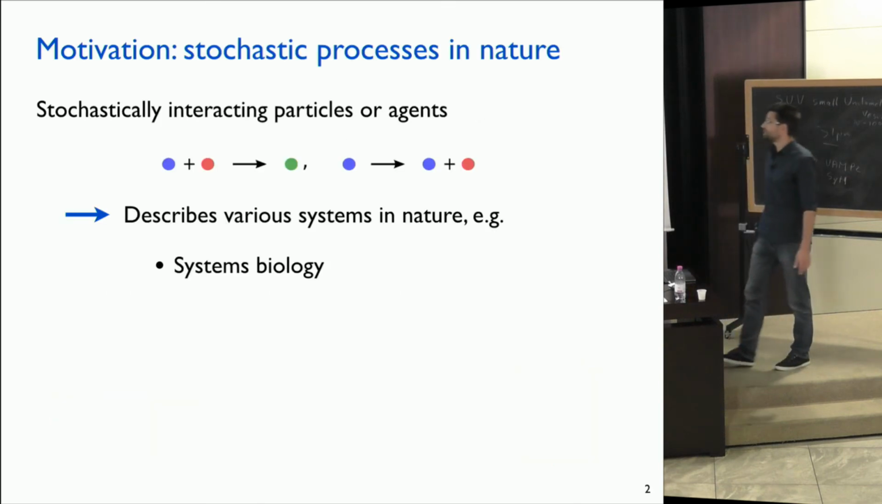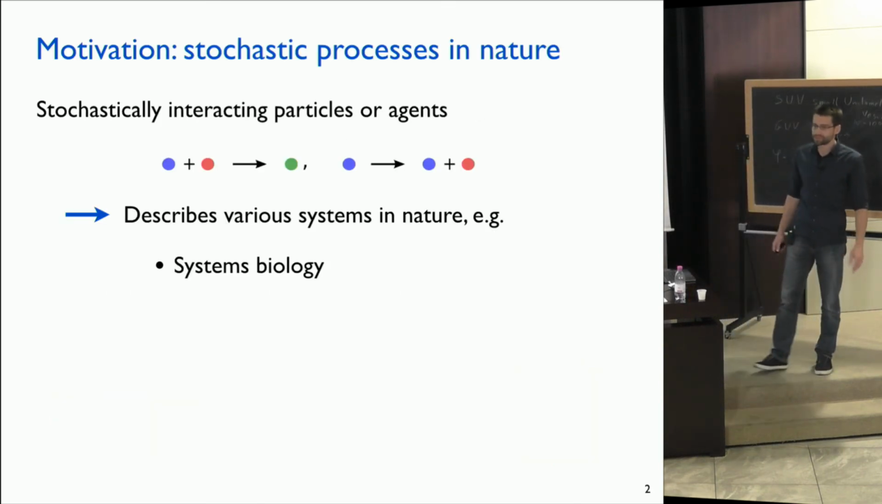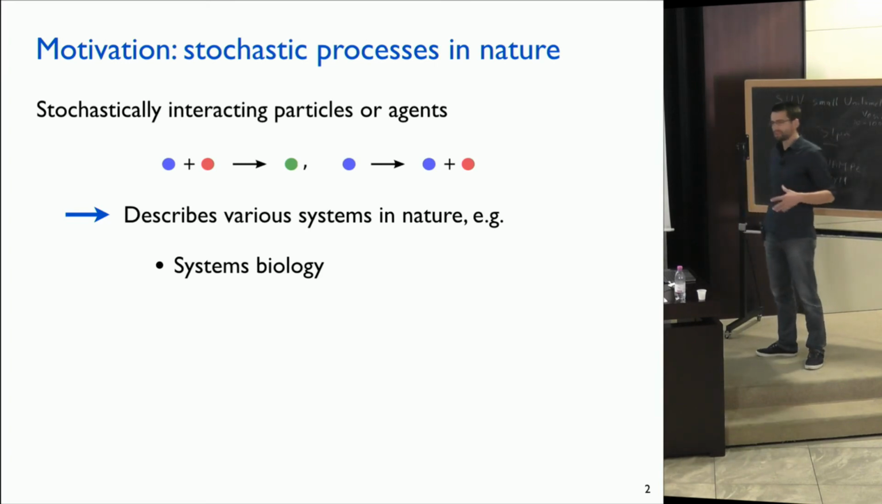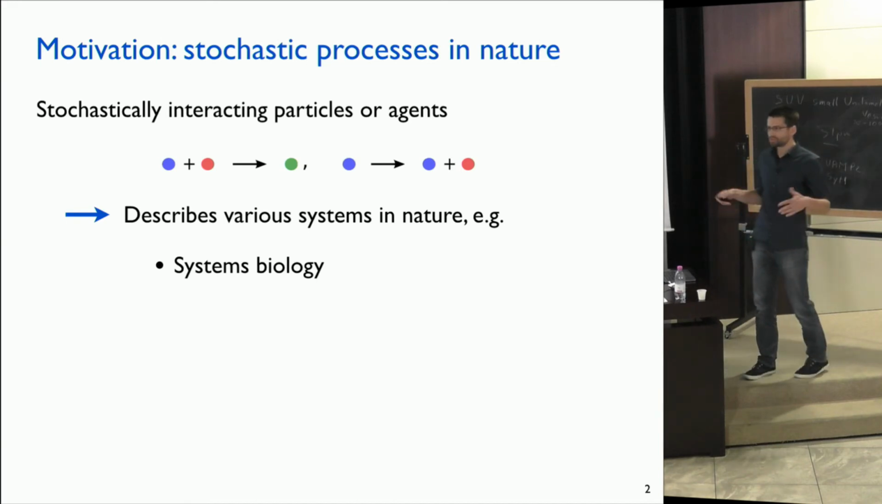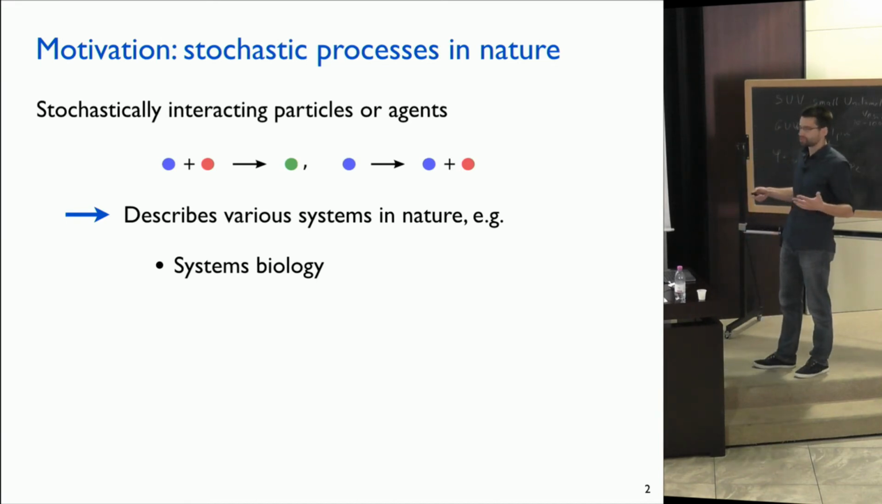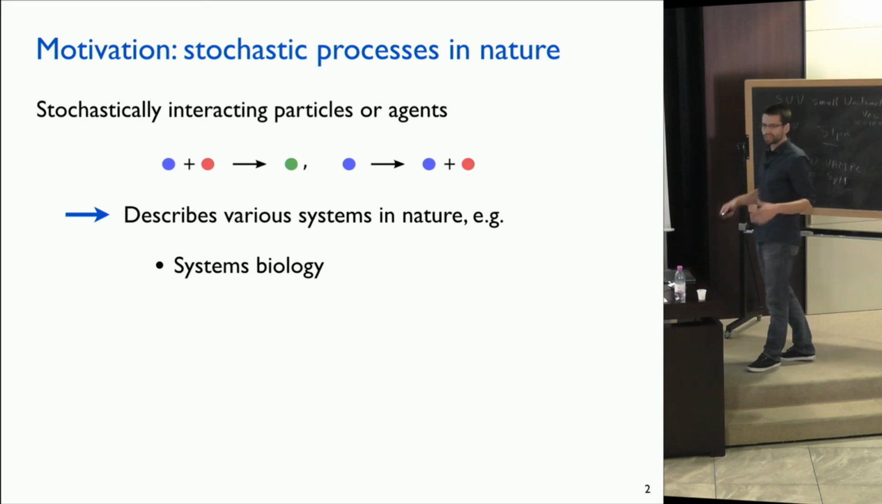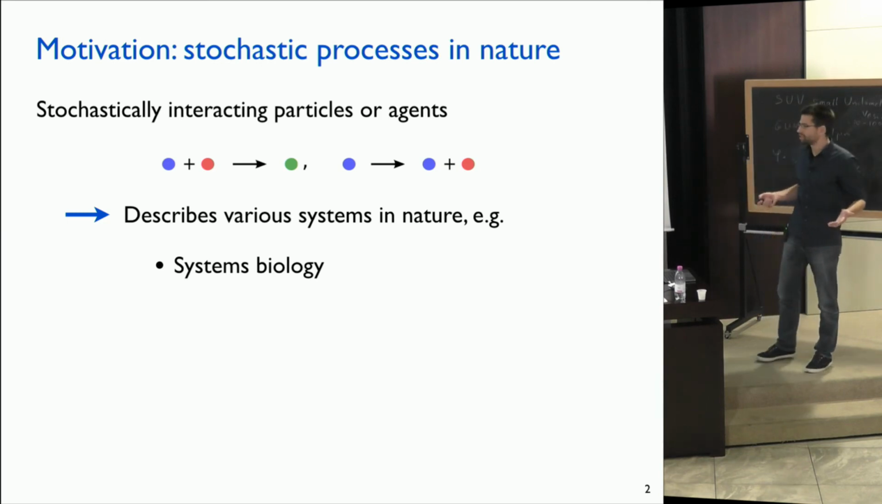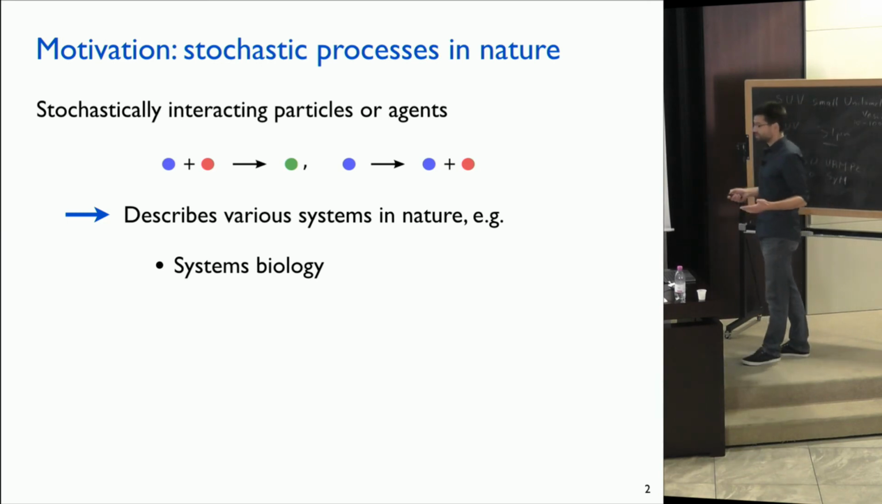So, as I already said, the overall topic are stochastic processes. And I will in a moment make clear mathematically what kind of stochastic process I'm talking about. But for now, let's just use a very rough description and assume we have some stochastically interacting particles or agents that undergo some stochastic interactions. In this rough picture, stochastic processes can be used to describe many systems in nature. The one I'm most interested in is systems biology.